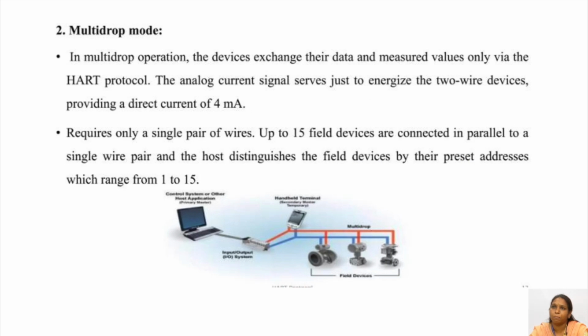In multi-drop operation, the devices can exchange their data and measured values only via the HART protocol. The analog current signal serves just to energize the two wired devices, providing a direct current of 4 milliampere. It requires only a single pair of wires. Up to 15 field devices are connected in parallel to a single wire pair, and the host distinguishes the field devices by their preset addresses, which can range from 1 to 15.